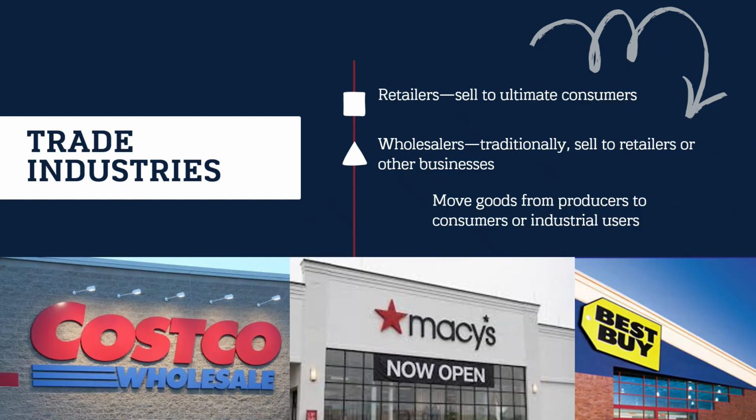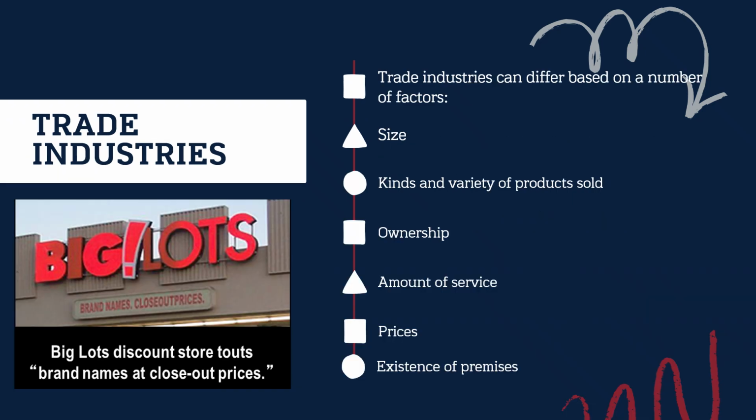Trade industries, such as retailers that sell to the ultimate consumer, and wholesalers that traditionally sell to retailers or other businesses, with examples such as Costco Wholesale. They move goods from producers to consumers or industrial users. Other examples of retailers might include Macy's, Best Buy, Walmart, and more. Trade industries can differ based on a number of factors such as size, the kinds and variety of products sold, ownership, amount of service, prices, and existence of premises.